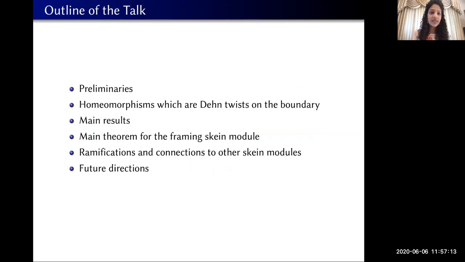Okay. So here's the outline of my talk. First, I'll talk about some preliminary notions about the mapping class group of three manifolds and Dehn homeomorphism. Then I will talk about Darryl McCullough's work on homeomorphisms, which are Dehn twists on the boundary. Then I will talk about our main results and provide their proofs. And then I will relate our results to the framing Skein module. And finally, I will talk about connections to other Skein modules, in particular the Kauffman bracket Skein module and the q homology Skein module, and talk about future directions.